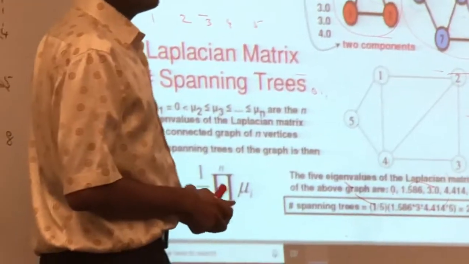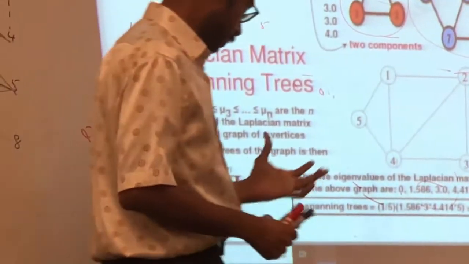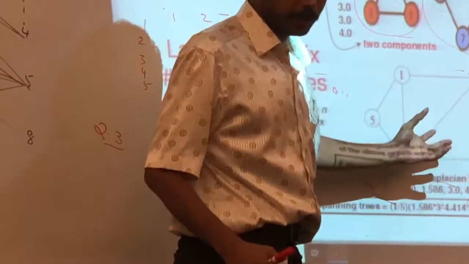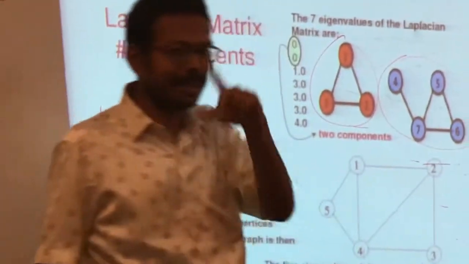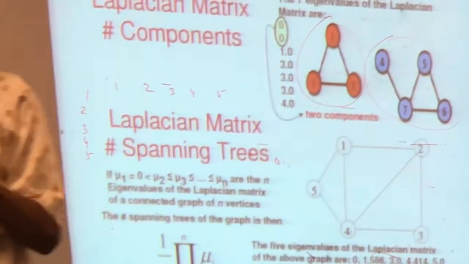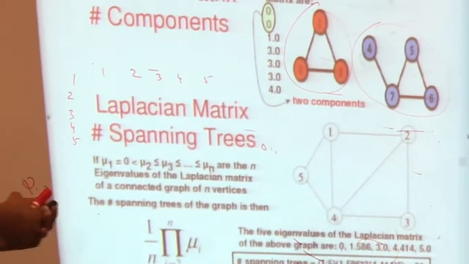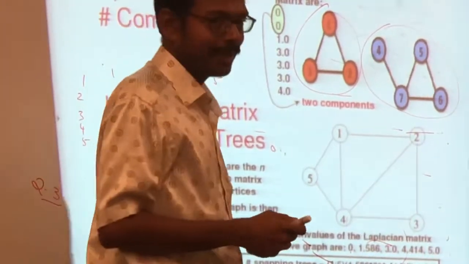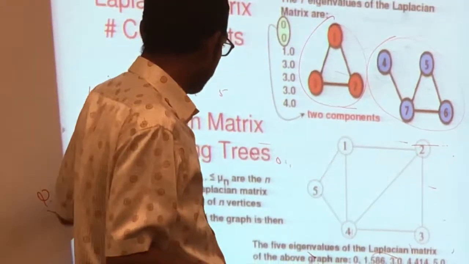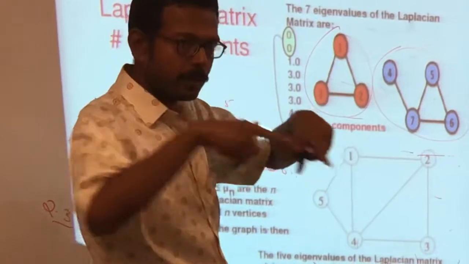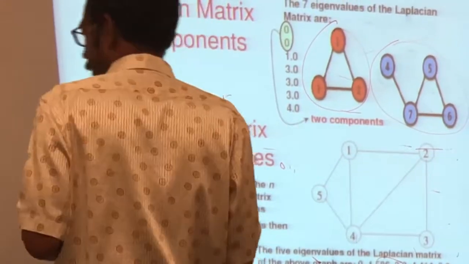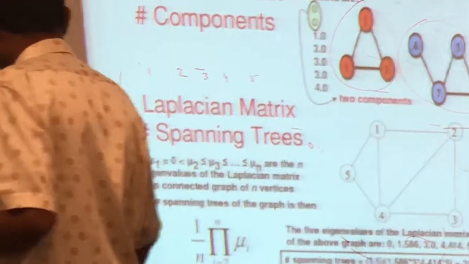So spanning tree is basically a collection of edges among the edges in the graph such that there's no cycle. You know what a cycle is? You can start from a vertex, go around and come back to the starting vertex. So a tree should not have any cycle. And spanning means it spreads over all the vertices. So what I mean by spreads over all the vertices? All the vertices are part of the tree.